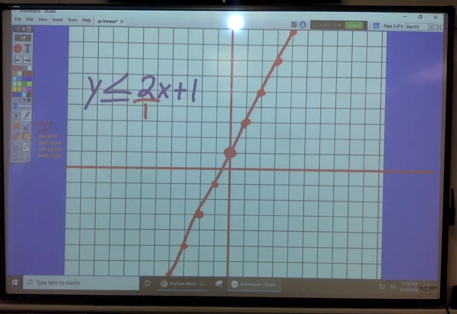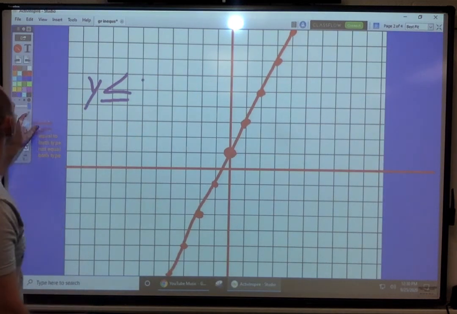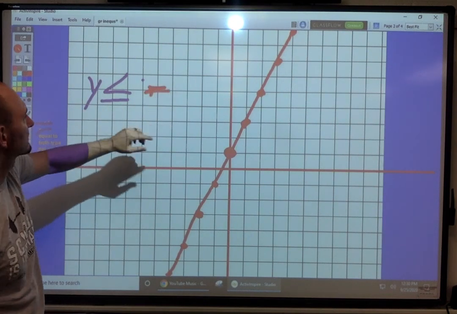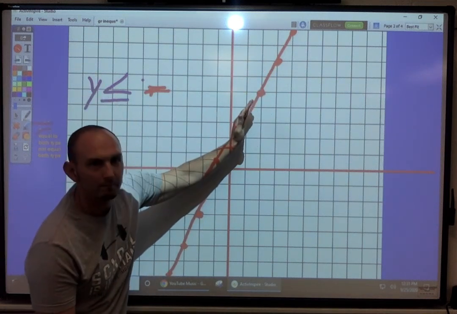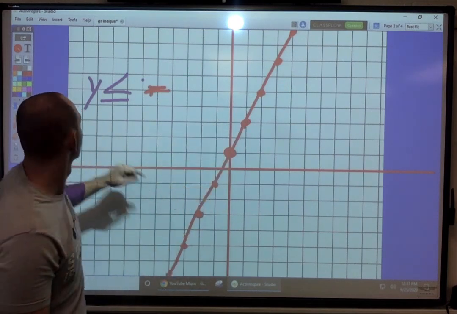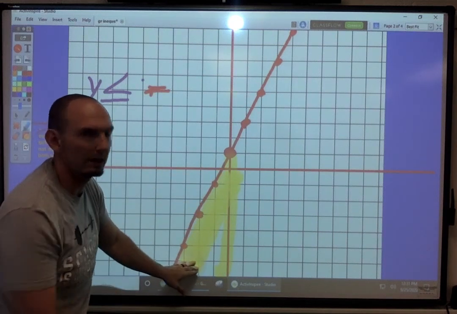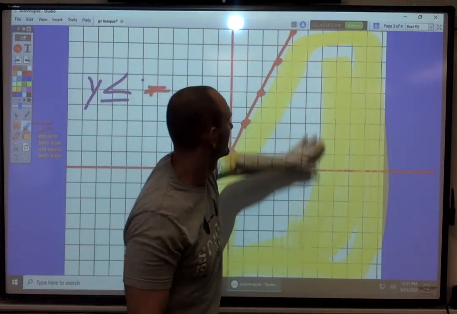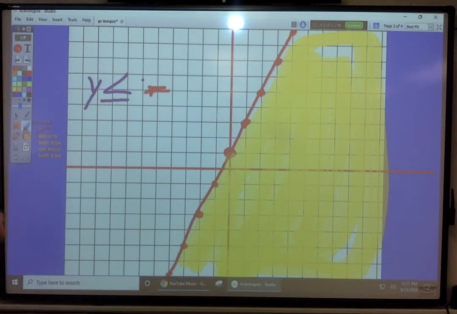So now we've got to shade. Here we're trying to think, where are the y values less than this line I just drew? As I look at this line, the y values that are below it are less than, down here. So I'm going to shade all this side below the line. Any pair of points in this will work in that equation.